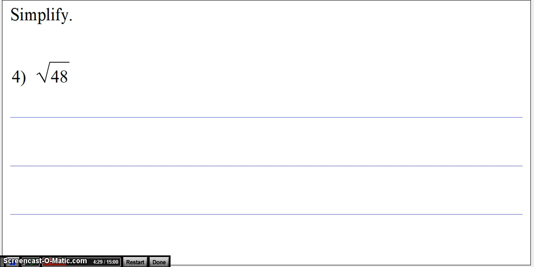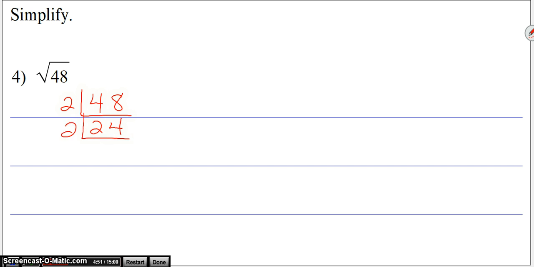Okay, this one seems a little more complicated just because the number is a little bit bigger, but it's really not. If we take the square root of 48, and we write 48 as a product of prime factors using the ladder method, I know that 48 is even. 2 goes into 48 24 times. Half of 4 is 2, half of 8 is 4.